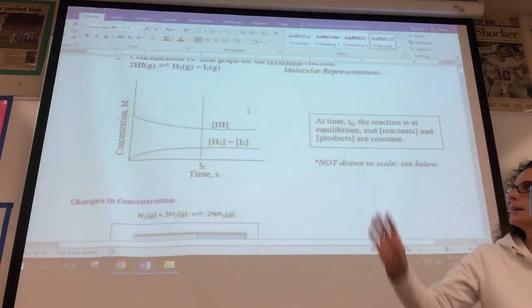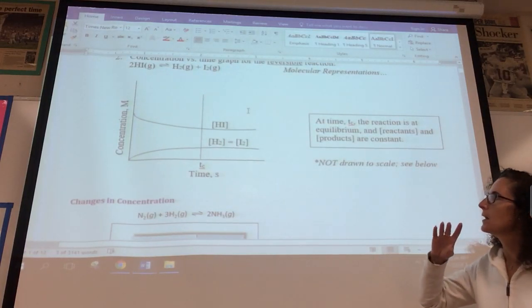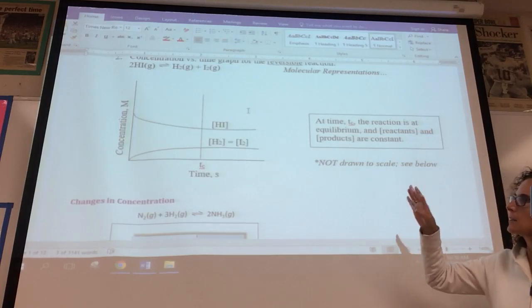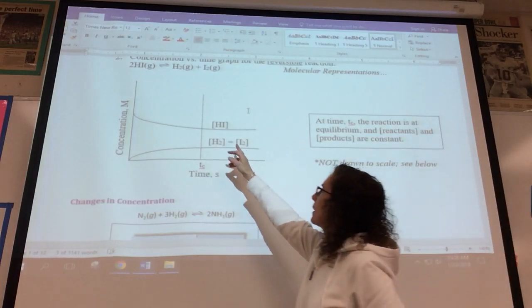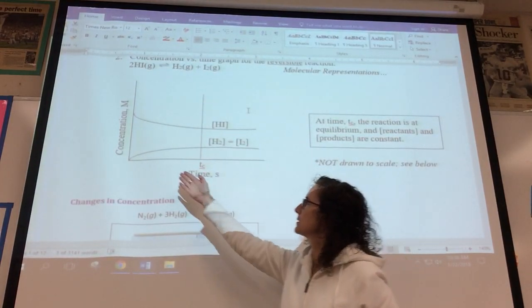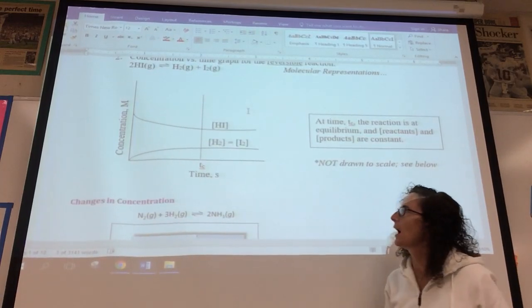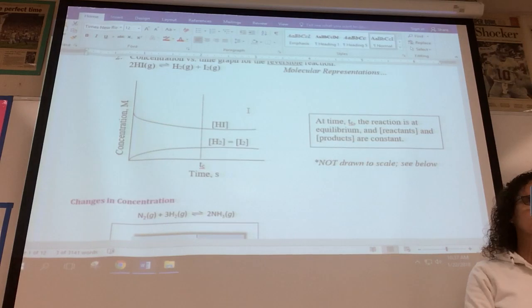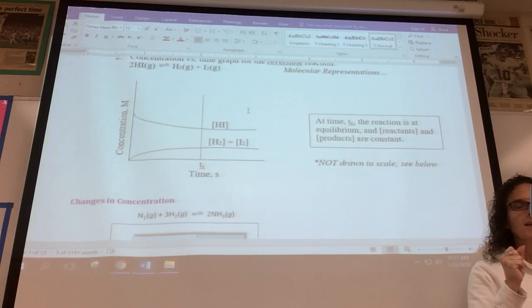We'll be looking at this in regard to molecular representation in a bit. Graphically, what you are seeing, and keep the balanced equation in mind, is as you go from left to right, you'll see the concentration of hydrogen iodide initially decreases over time, whereas the concentrations of hydrogen and iodine increase over time. Why would the concentration of hydrogen iodide decrease over time? It is a reactant that is being consumed. Product concentration increases over time because they get generated or produced.